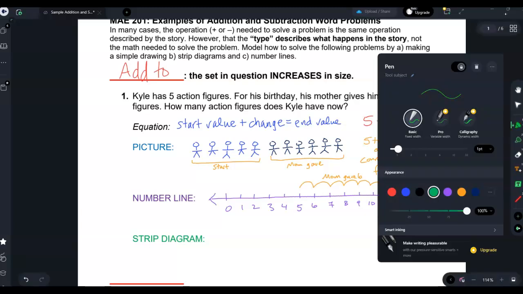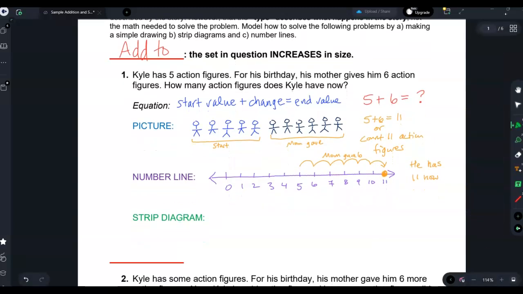And then last, let's do a strip diagram. So for this strip diagram, I would start with 5. So just draw a strip, however big you want, and label that as 5. And then what else do we know? Well, we know that his mom gave him more, and she gave 6 more.